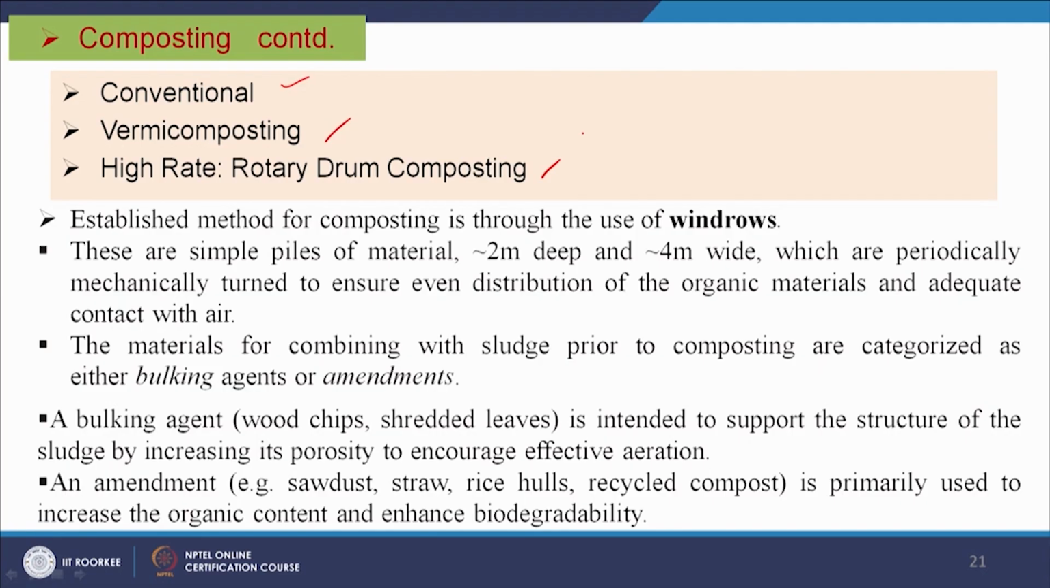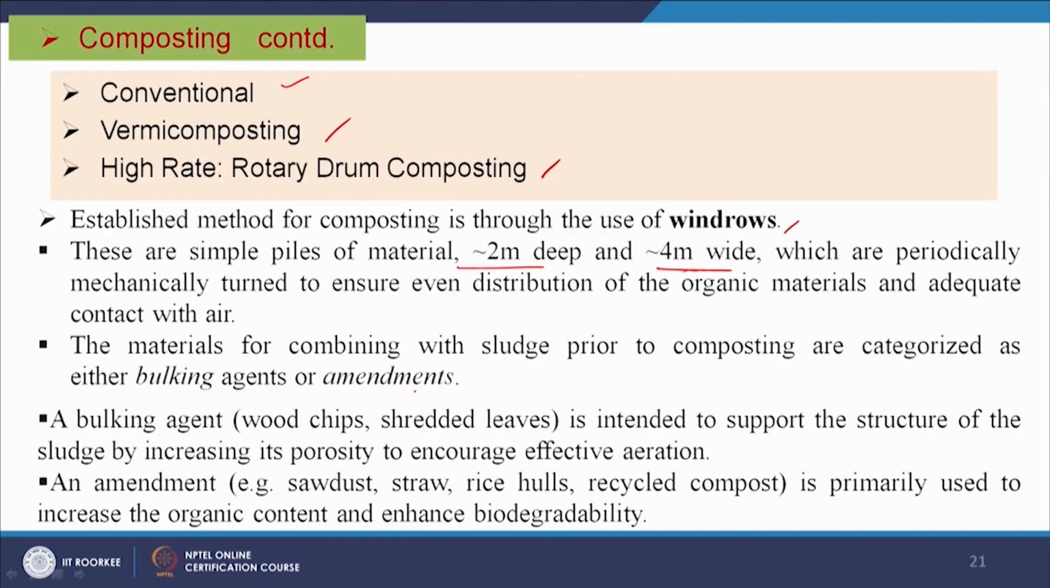So, conventional composting is an established method for composting through the use of windrows, simple piles of material 2 meter deep and 4 meter wide, which are periodically mechanically turned to ensure even distribution of the organic materials and adequate contact with air. The materials for combining with sludge prior to composting are categorized as either bulking agents or amendments.